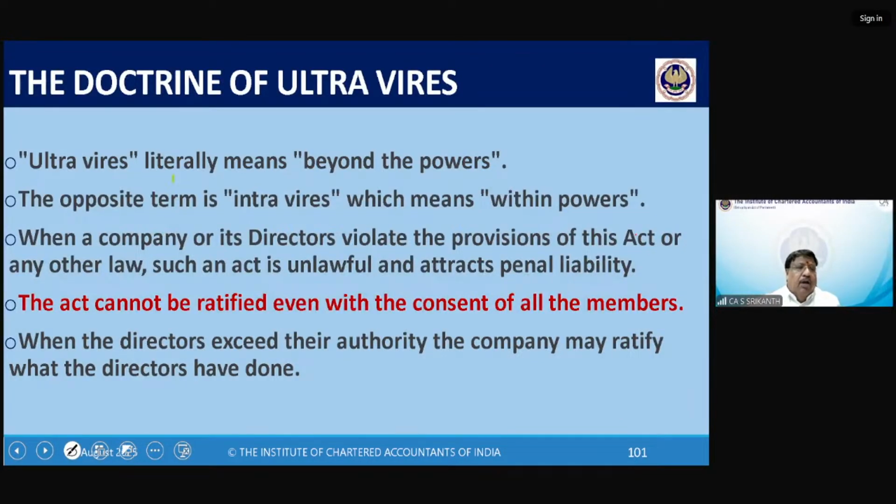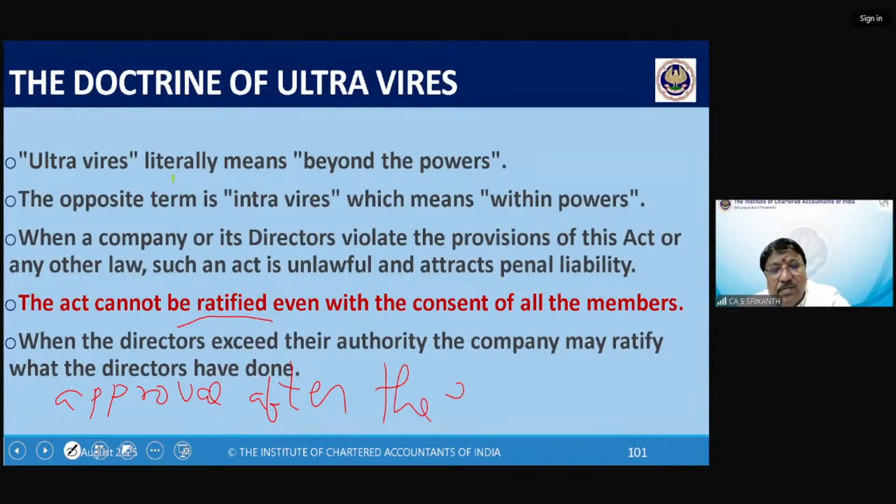So they call for an EGM. And at the EGM, they say, I'm very, very sorry. They won't say even that. It so happens there was an emergency. What to do? We have done it. Please ratify. Please approve it post factum. Ratification means approval after the event. After the event. You understand what I'm saying?